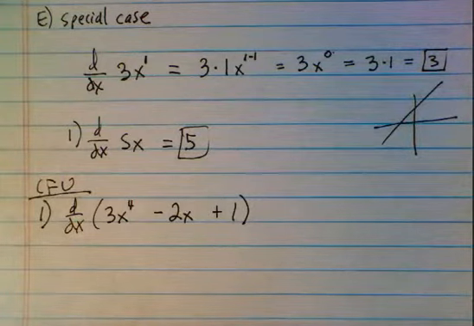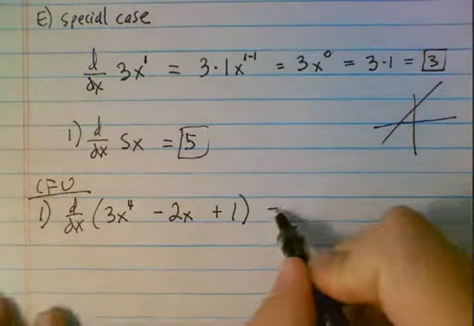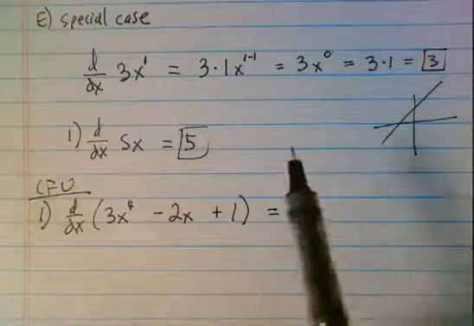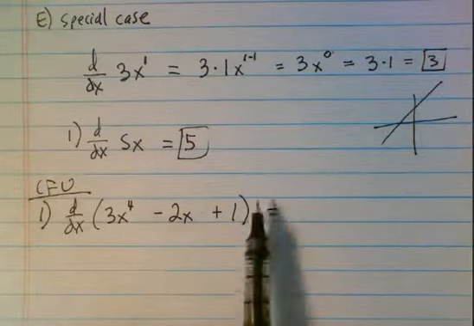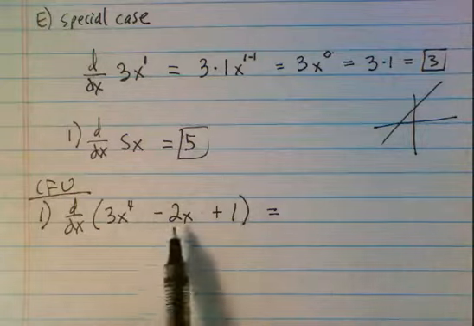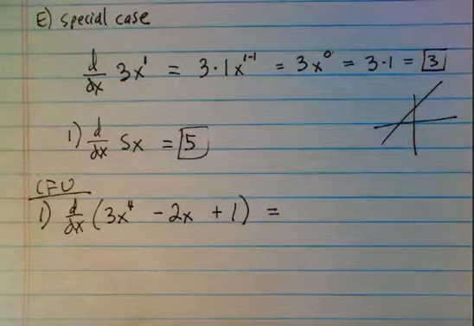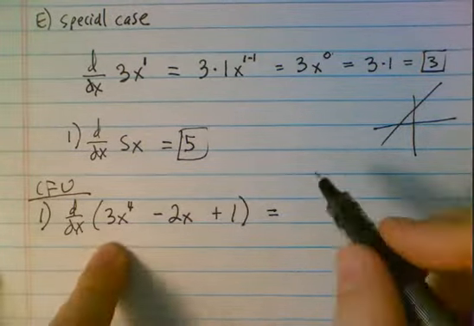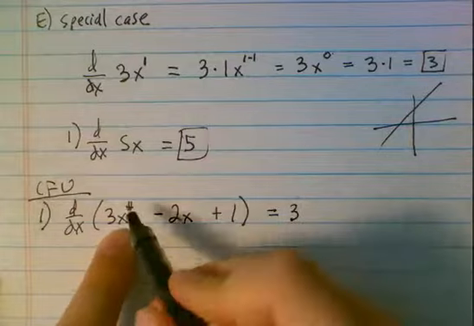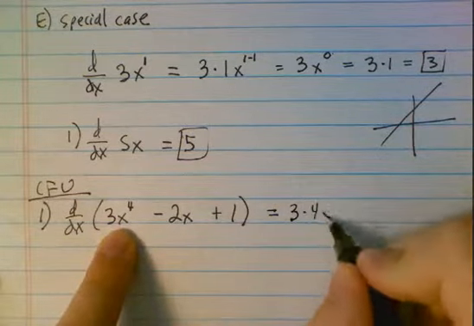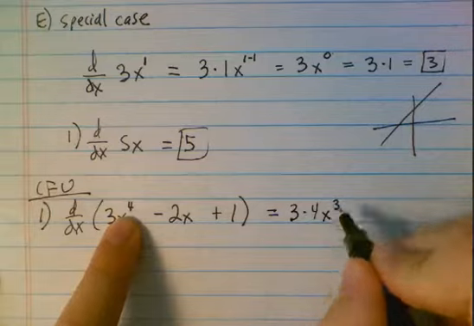Pause the video now. So the first thing to remember is the sum and difference rules, simply that when these are added and subtracted, we just treat them each separately. And we also remember that the variable here is just along for the ride. So we'll look first at this one. The 3 is along for the ride. Then we use the power rule, bring down the 4, subtract 1 from the exponent.